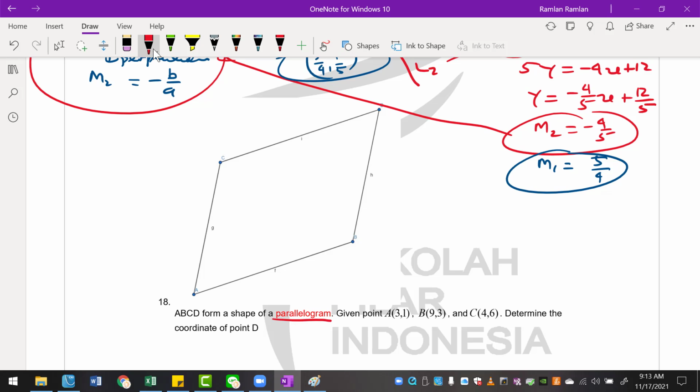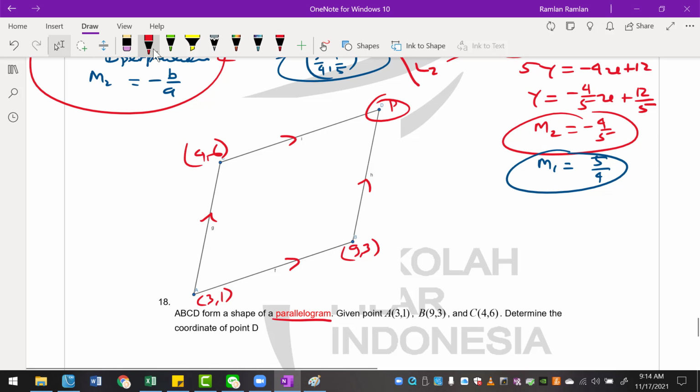So if it is a parallelogram, it means that this line and this line will be parallel, and this line will be parallel with this one. Given that point A is 3, 1, B is 9, 3, and we have C is 4, 6. Oh, sorry, not there. That's not C. That is the D. Now this is 4, 6.